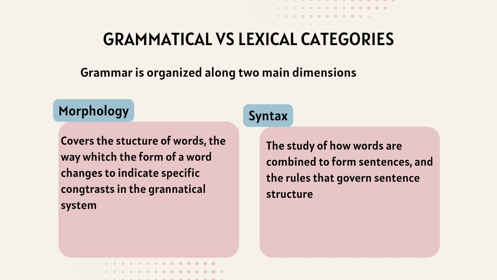Grammar is organized along two main dimensions. The first one is morphology, which covers the structure of words and the way in which the form of a word changes to indicate specific contrasts in the grammatical system. And the second one is syntax, the study of how words are combined to form sentences and the rules that govern sentence structure.